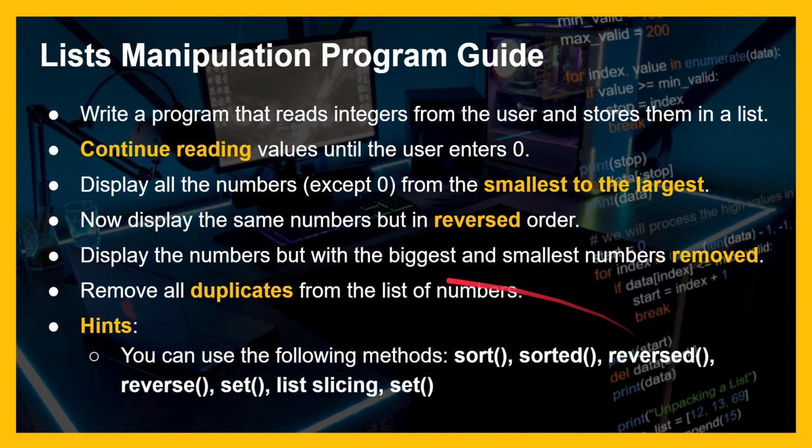So you'll have sort, sorted, reversed, reverse, set, list slicing, and also set another time because I'm a moron. So this is just a guide. You don't have to use any of these. You can use some of them. You can use half of them, and you can use only one or two from the sort and sorted.